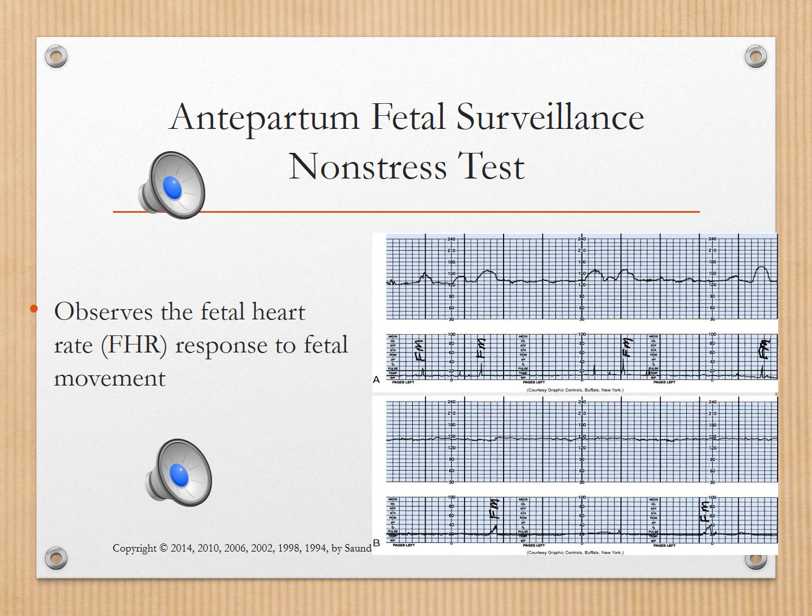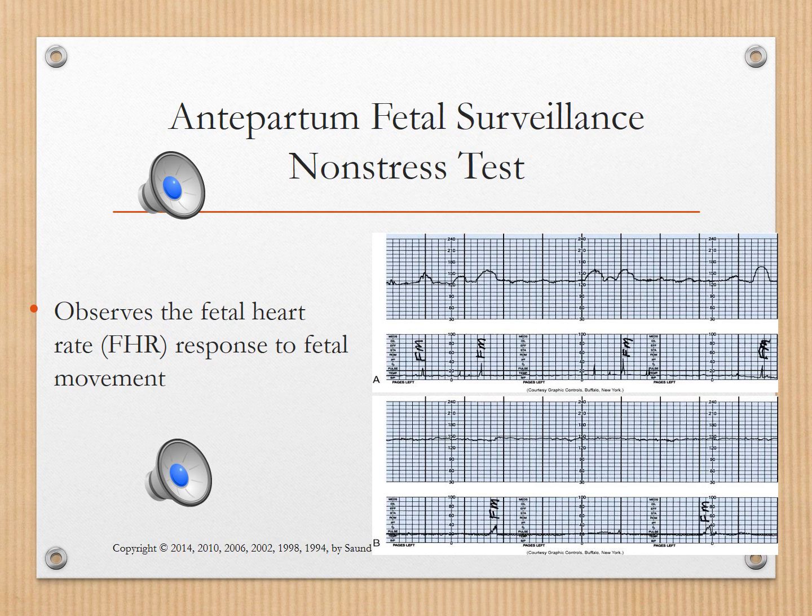This is in beats per minute from 30 to 240. The bottom, smaller blue graphic in both A and B tracings indicates the uterine activity from 0 to 100 millimeters of mercury. The hand labeling FM on the paper indicates where the nurse wrote in fetal movement.